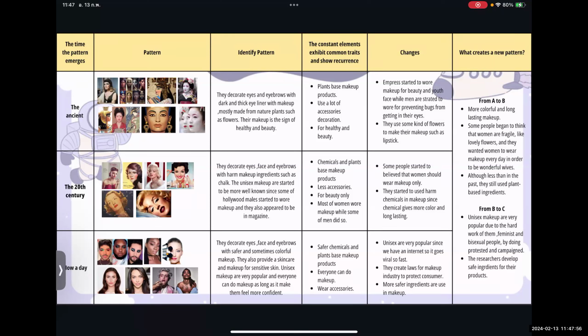Let's move from the 20th century to nowadays. The unisex makeup is very popular due to the hard work of feminist and bisexual people by doing protests and campaigns. The researchers developed safe ingredients for their products, as you can see in the nowadays time period. And this is it. Thank you very much for your attention.